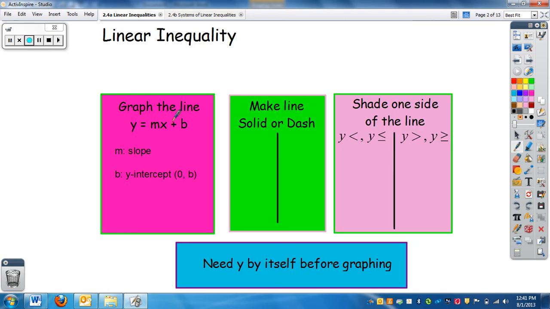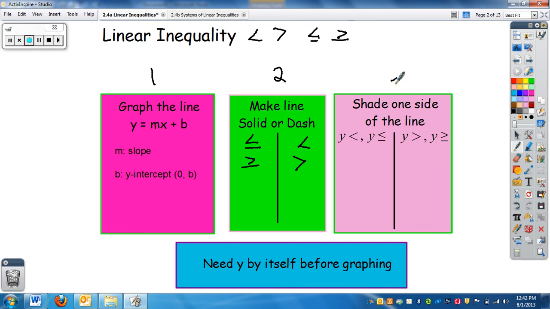In linear inequality, it's kind of like a 3-step process. First you want to graph the line y equals mx plus b, which remember m is your slope and b is your y-intercept. You're going to do that just like we did in section 2. Because it's inequality, meaning less than, greater than, less than or equal to, greater than or equal to from the first unit, the line either is going to be solid, and that's when it's equal to, or the line's going to be dashed.